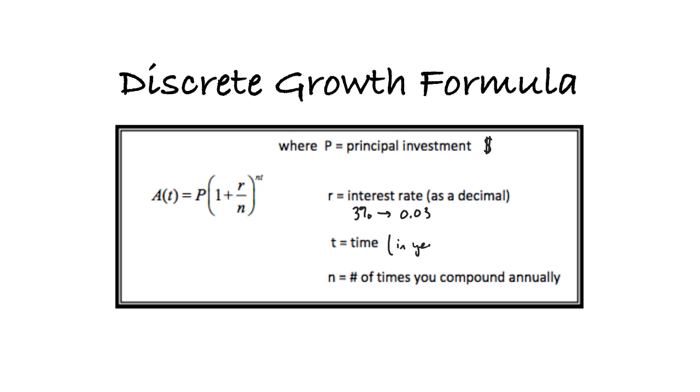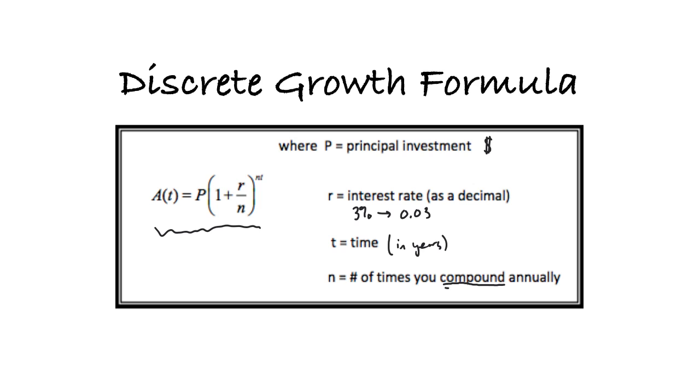Of course, though, it is dependent on our interest rate. If our interest rate is per year, then time is in years. And N is the number of times you compound that interest annually, then the amount that the investment will grow to, A, is equal to P times the quantity 1 plus R over N to the NT power. That's the formula right here.